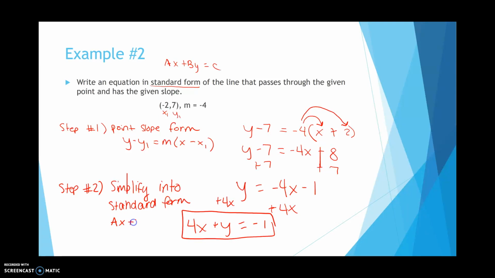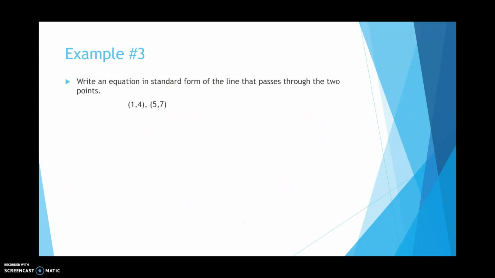Ax plus by equals c. This last question, we are now given 2 points. We're given (1, 4) and (5, 7). It says write an equation in standard form of the line that passes through these 2 points.